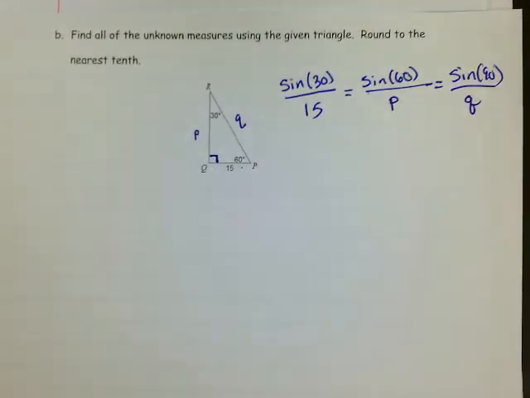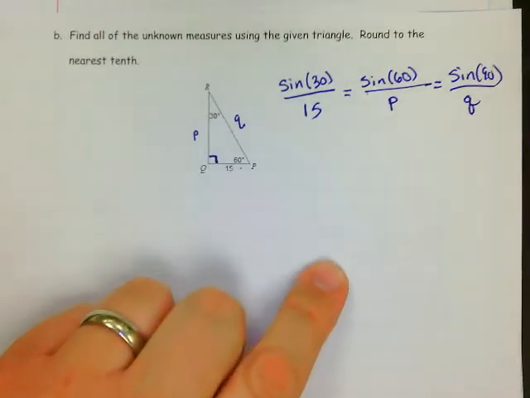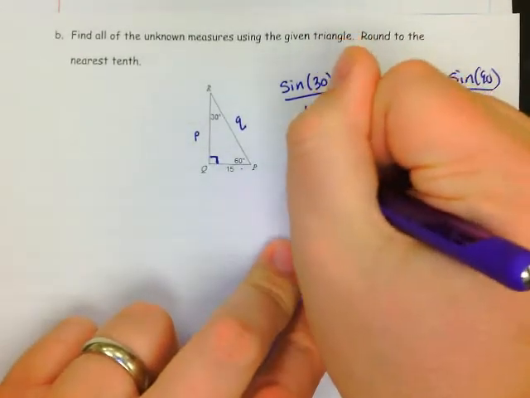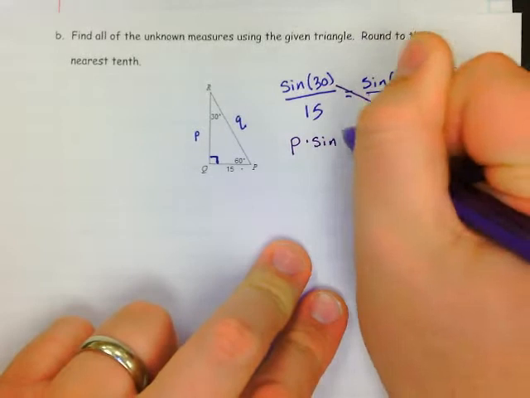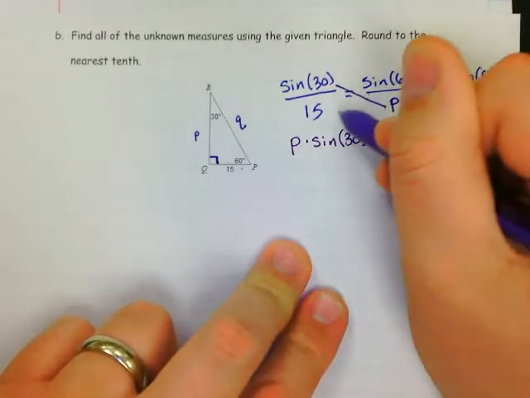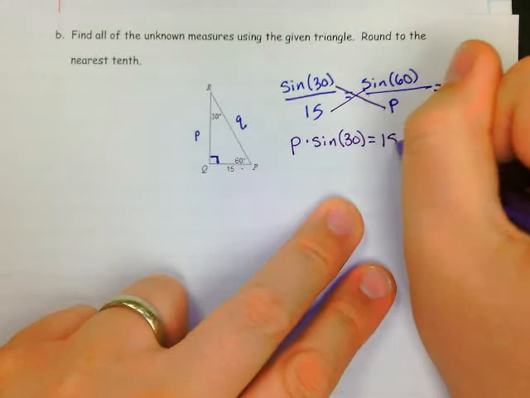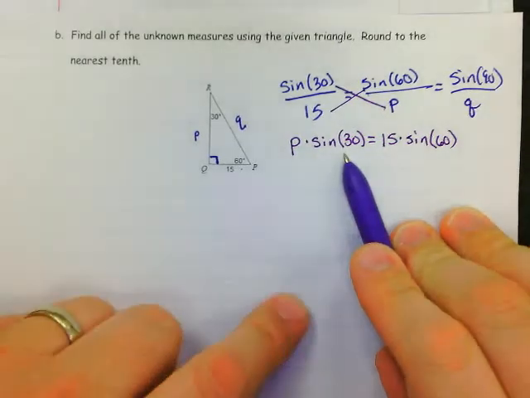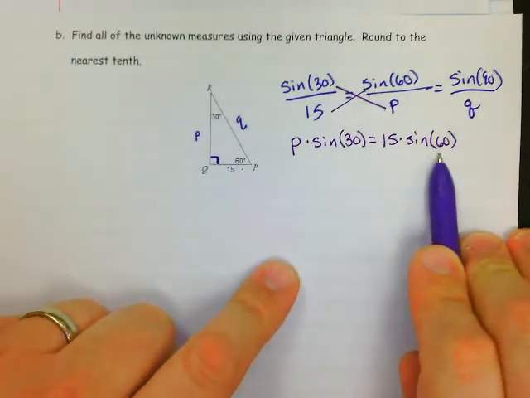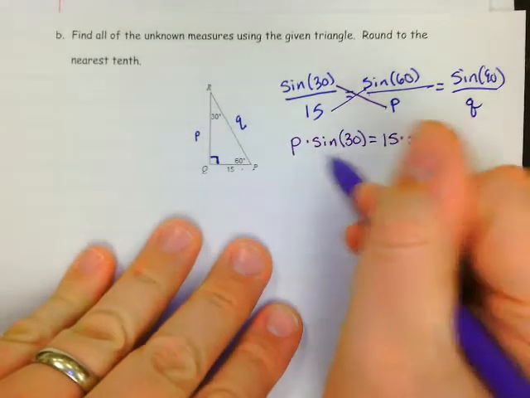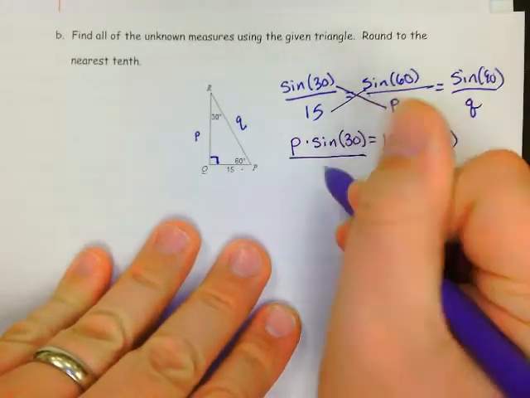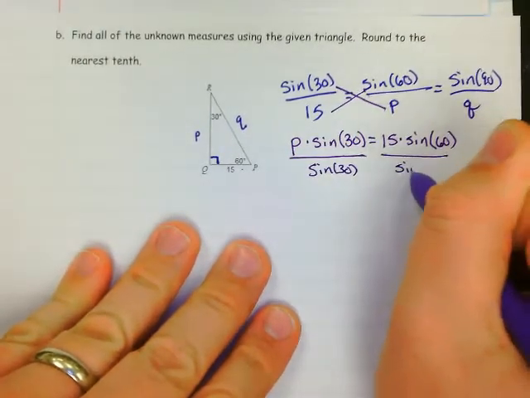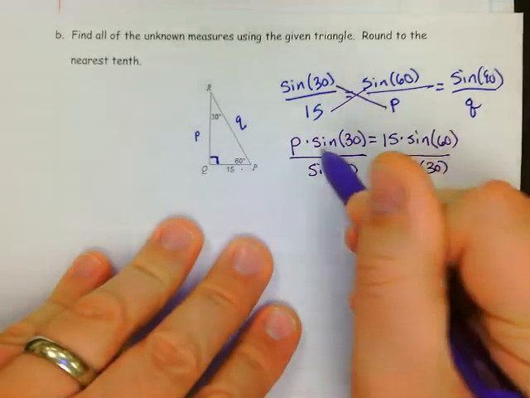So I'm going to start out with side P. I'm going to take my cross multiplication, P times the sine of 30 equals 15 times the sine of 60. We're solving for P, so I'm going to divide both sides by my number, the sine of 30.